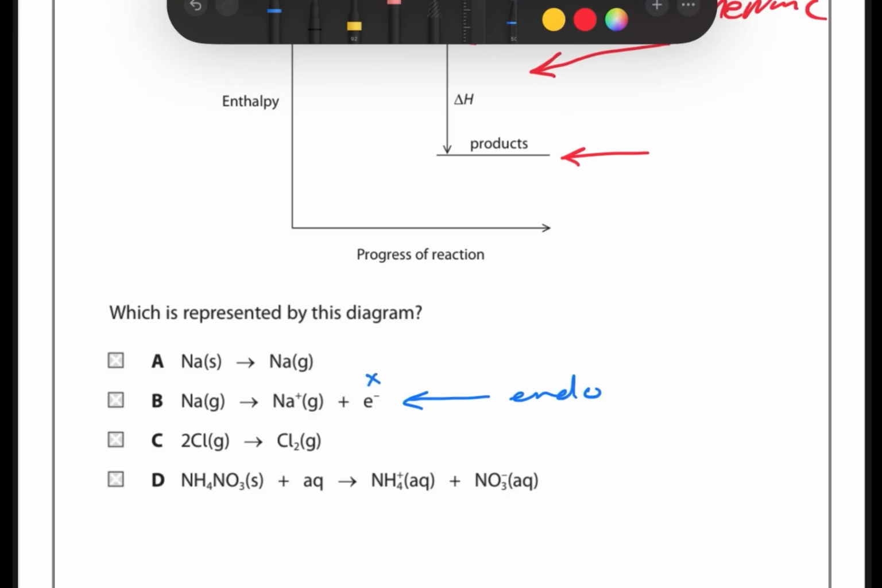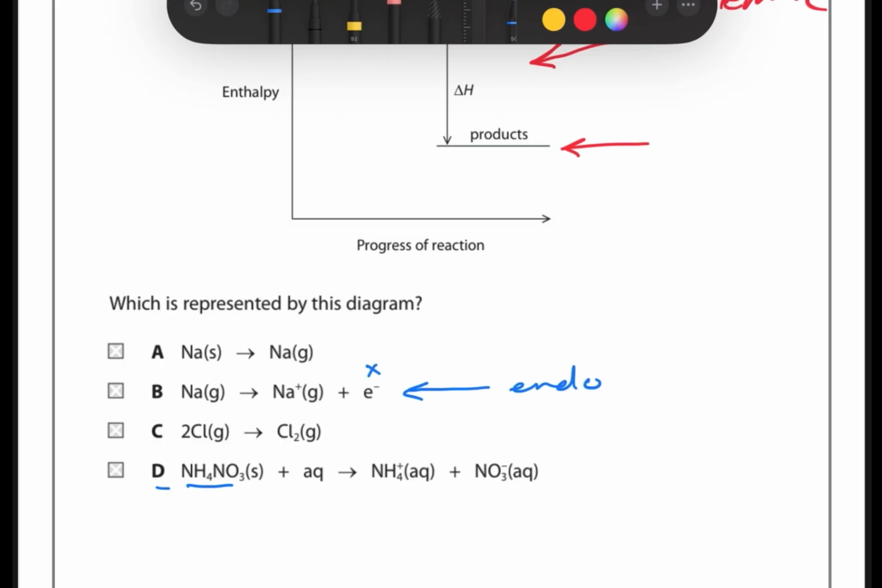Let's jump to D in here. Ammonium nitrate, if it dissolves in water, gives you an endothermic reaction. Just keep in mind, you have to memorize this point. For example, NaOH, if it dissolves in water, leads to an increase in temperature. Ammonium nitrate, if it dissolves in water, leads to a drop in temperature.